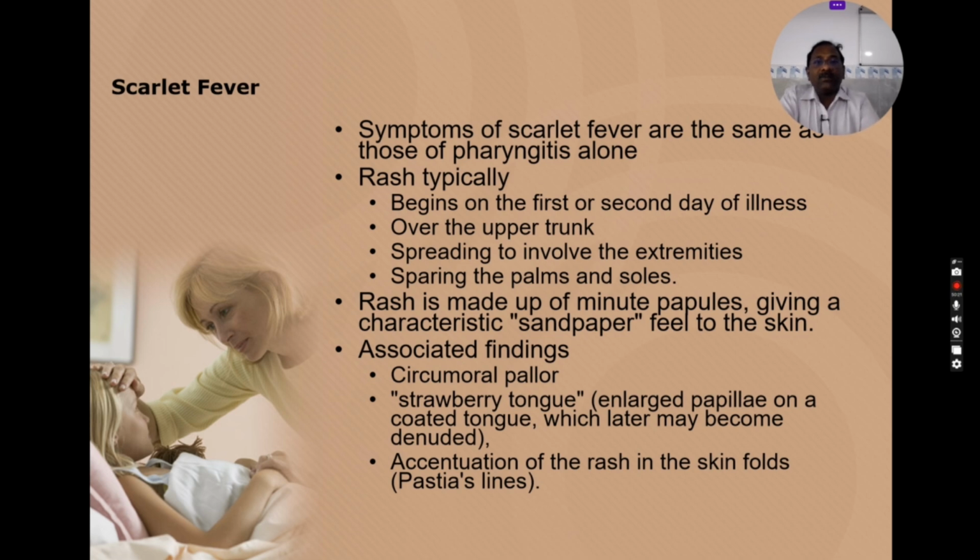The rash typically begins on the first or second day over the upper trunk, whereas the rash in staphylococcal infection is periorbital and perioral, then the trunk, and finally the limbs. Here the rash starts from the upper trunk, spreading to involve the extremities, sparing the palms and the soles. The rash is made up of minute papules, giving a characteristic sandpaper feel to the skin.